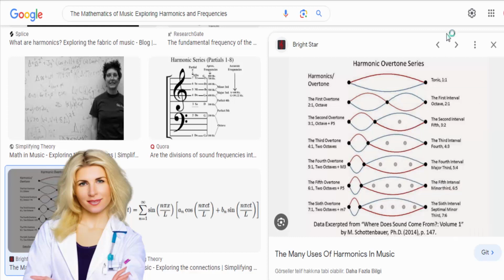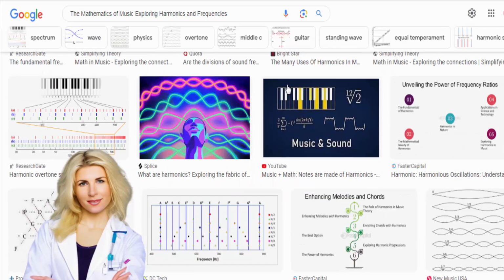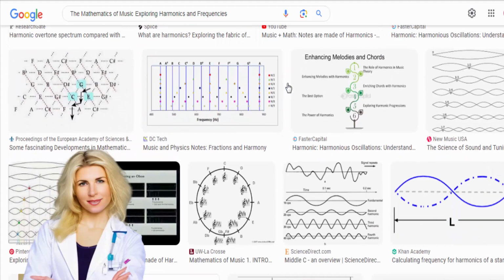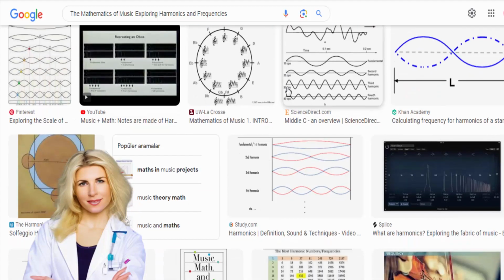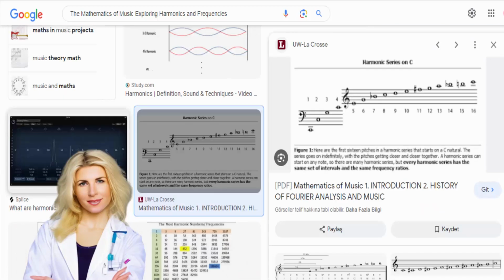The harmonic series. The harmonic series is a mathematical representation of the harmonics generated by a vibrating string or column of air. It consists of the fundamental frequency and all its integer multiples. The ratios of these frequencies create musical intervals, such as octaves, 2:1, fifths, 3:2, and fourths, 4:3, which are the building blocks of musical harmony.